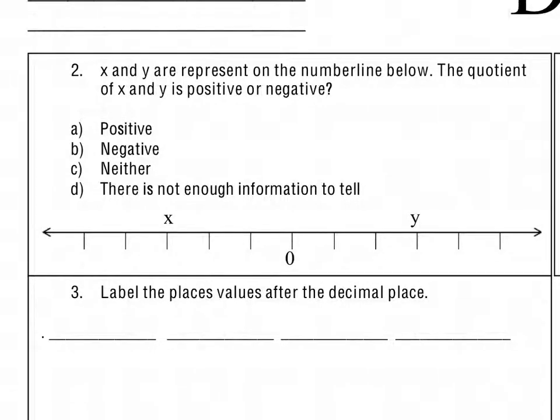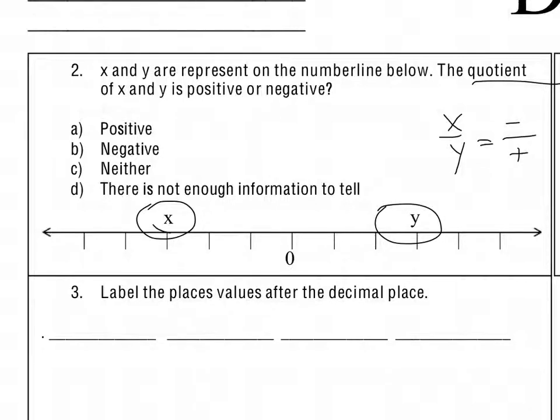Okay, looking at our first do now problem, we have the quotient, so we have x divided by y. Is it positive or negative? We see that x is negative and y is positive, so we have a negative divided by a positive. Same rules as multiplication, this will be negative.